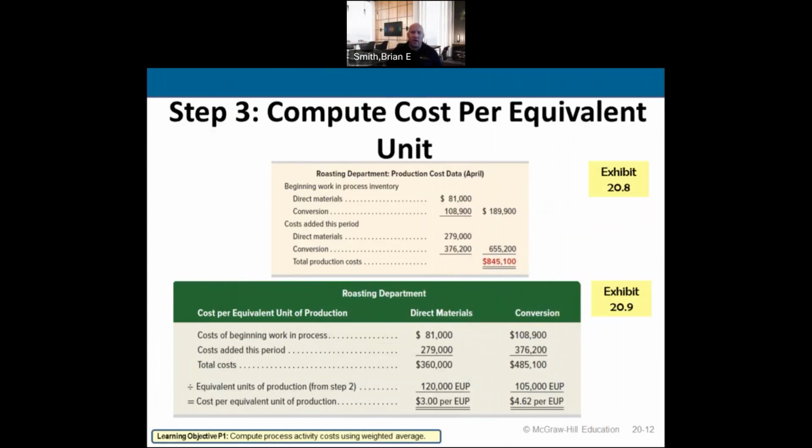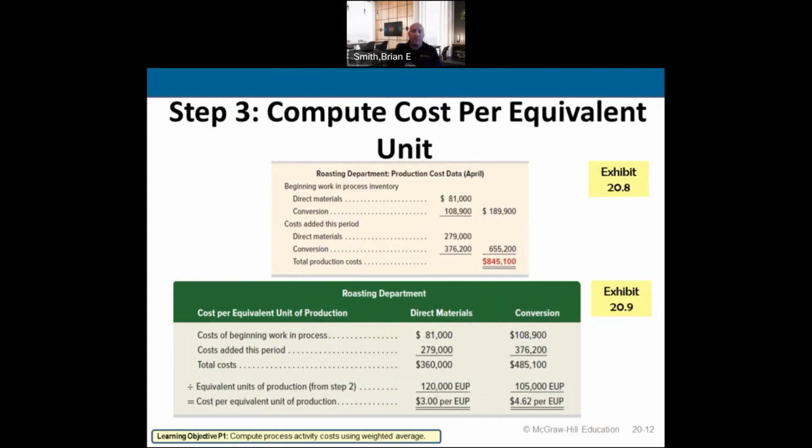When we look at this, we have to take our beginning work and look at direct materials. We're going to take our direct material cost from our beginning work in process inventory, and then add the costs we incurred during our period for direct materials. That's going to give us a total. We're going to take that total and divide it by the equivalent units we just calculated from step 2.